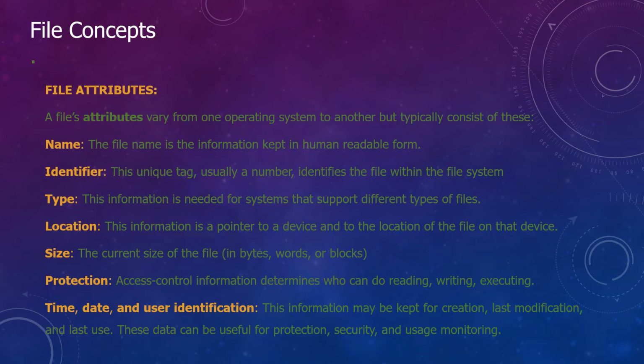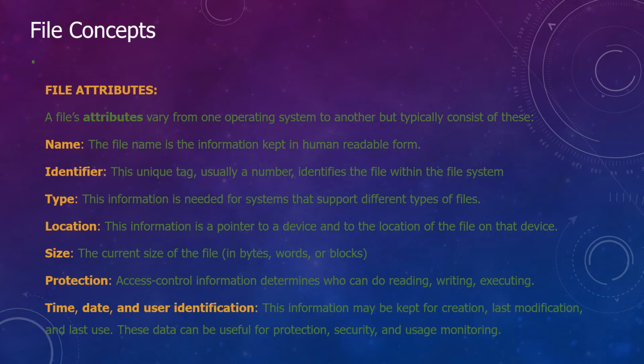Next, we are going to discuss various file attributes. Each and every file has these attributes. The first one is name. Every file must have a file name. The file name is the information kept in human readable form. Next we have identifier. It is a unique tag, usually a number, which identifies the file within the file system.